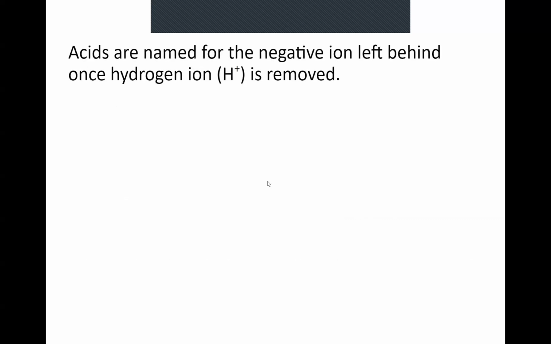Here's the tricky part. When we name acids, we need to think about what is left after the H plus ion is removed from the compound. If you remove H plus, what's left behind is a negative ion. Remember, compounds are almost always neutral to begin with. So if you remove an H plus ion, what would be left behind is something with a minus charge.